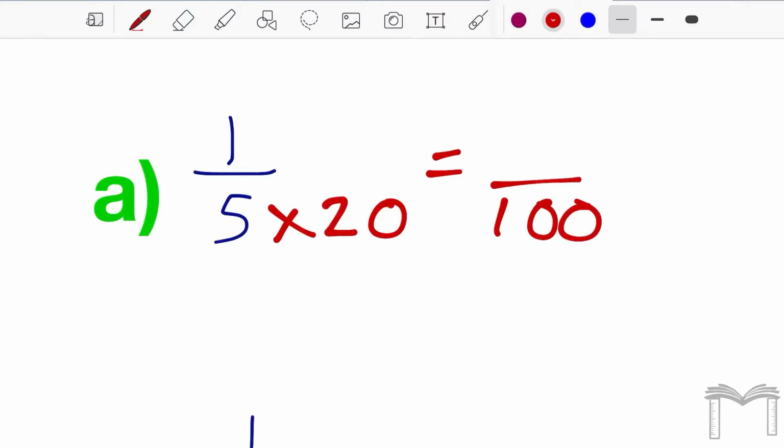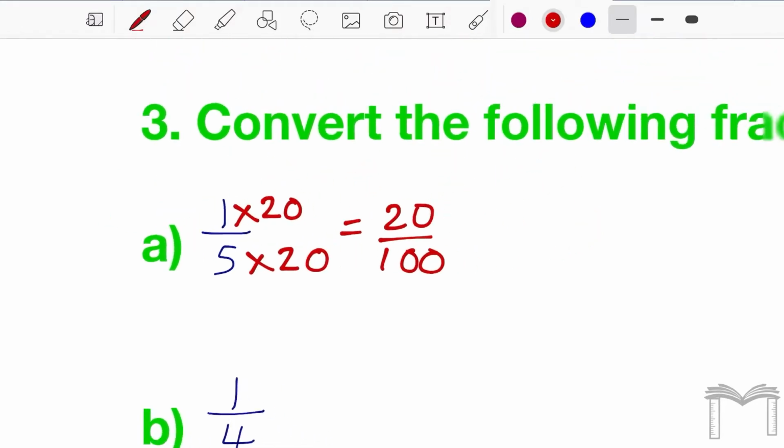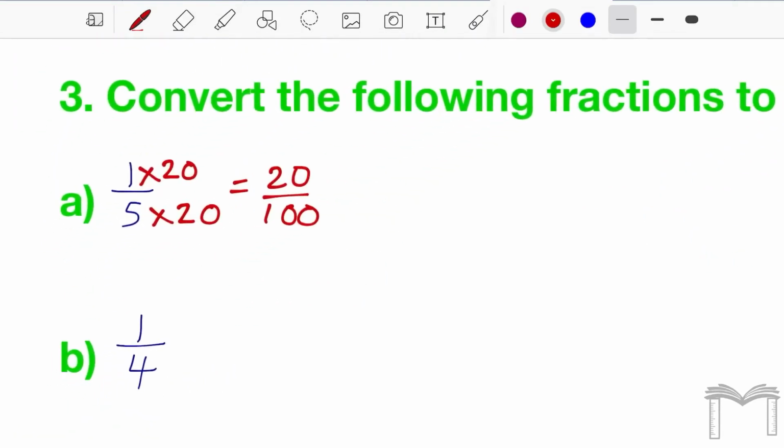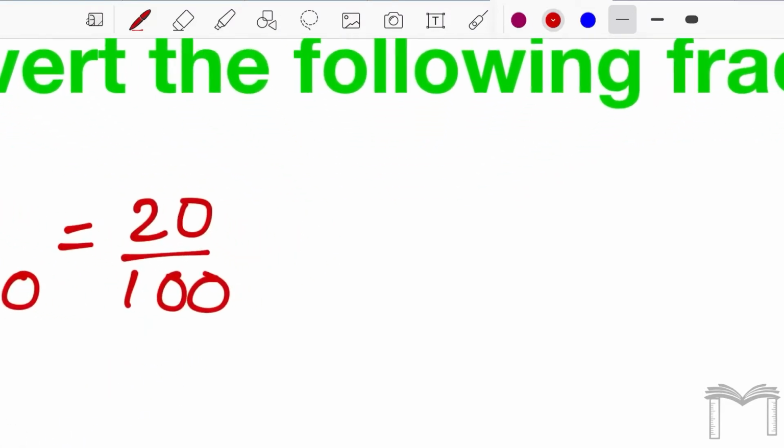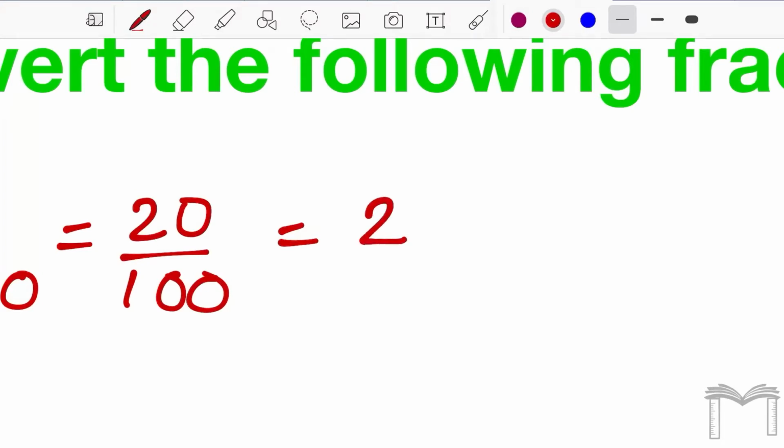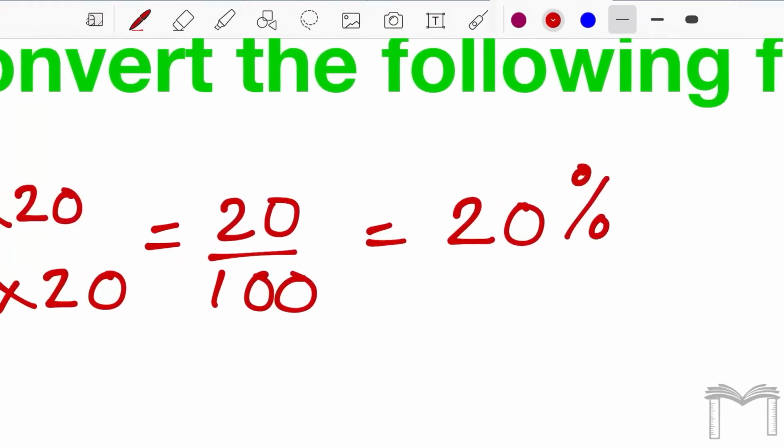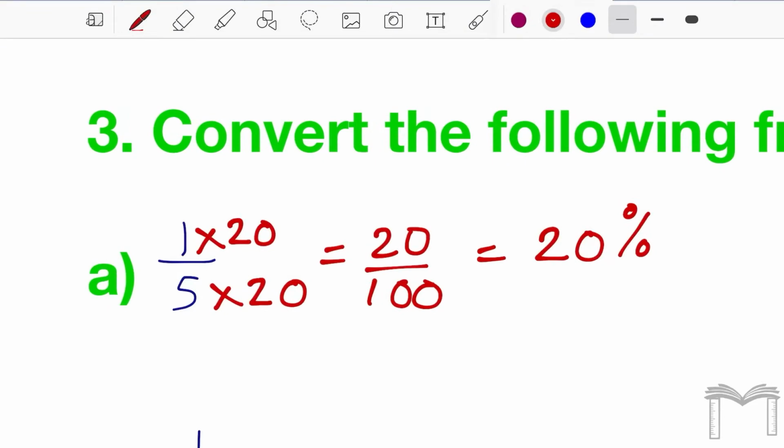Whatever you do to the denominator, you must do to the numerator. So we must multiply the numerator by 20. So that's 20 over 100. We can reduce it, but then we'll get back to 1/5. So 20 over 100, they ask us to not put it as a fraction, but as a percent. So this is 20%. So once we have the number over 100, and it's correct, then we can write that number as a percent.